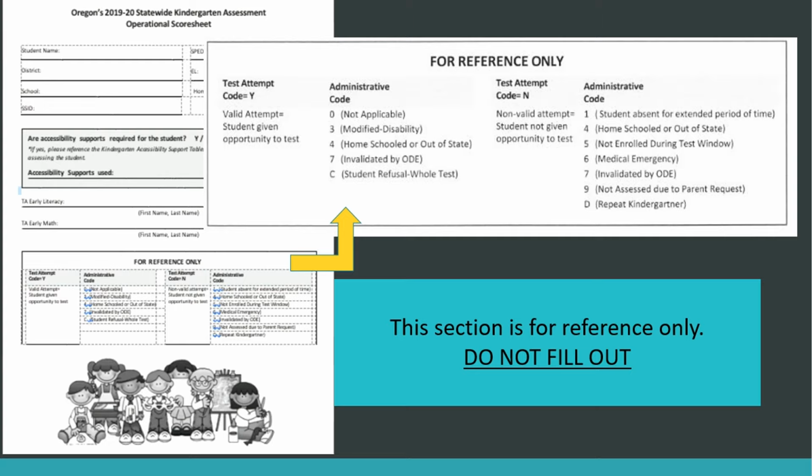You will use these test attempt and administrative codes for each measure and segment of the assessment. This section is for reference only. Please refer back to these codes as you fill out each measure and segment of the assessment.